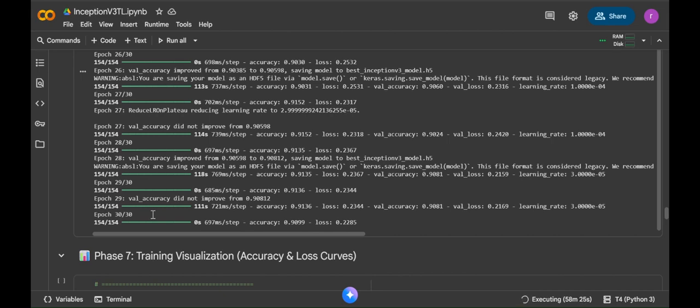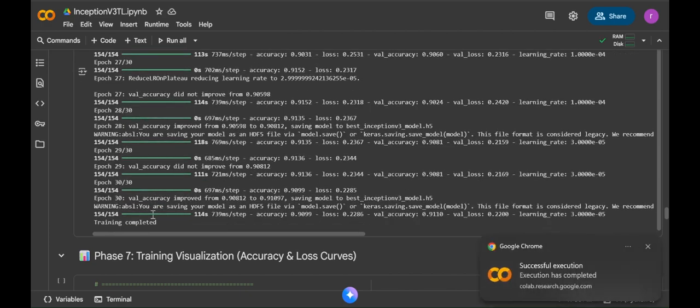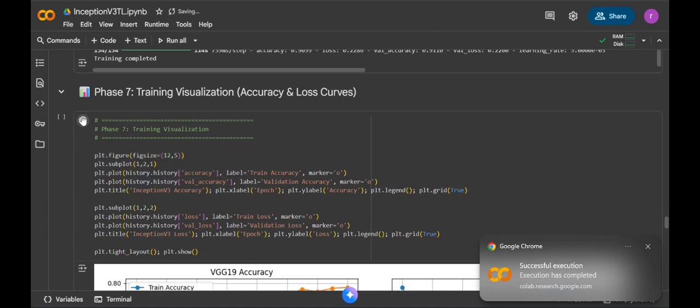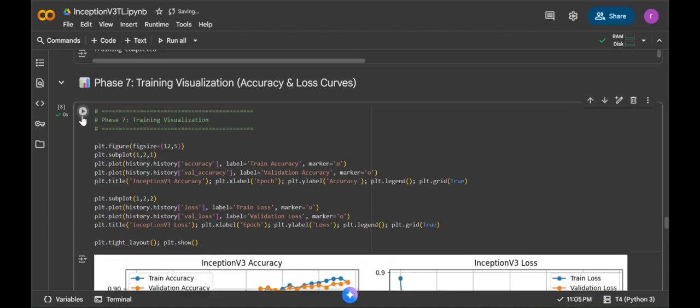Ultimately, this system can support doctors by providing AI-assisted diagnosis, improving accuracy, reducing workload, and saving valuable time in the medical imaging process.